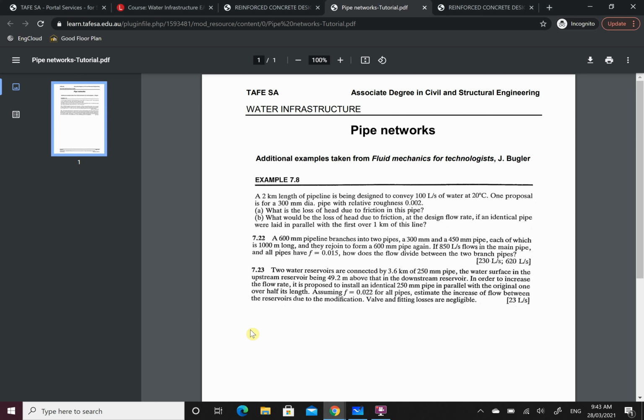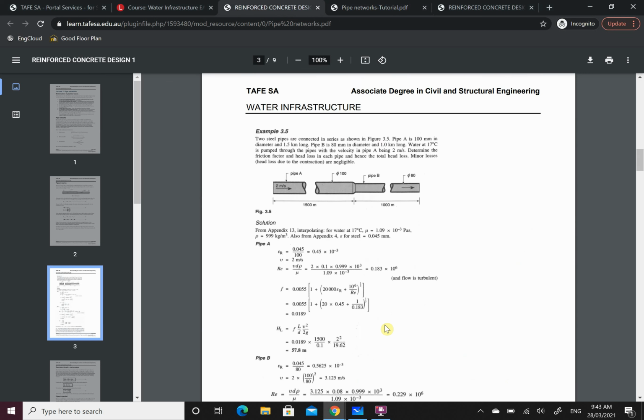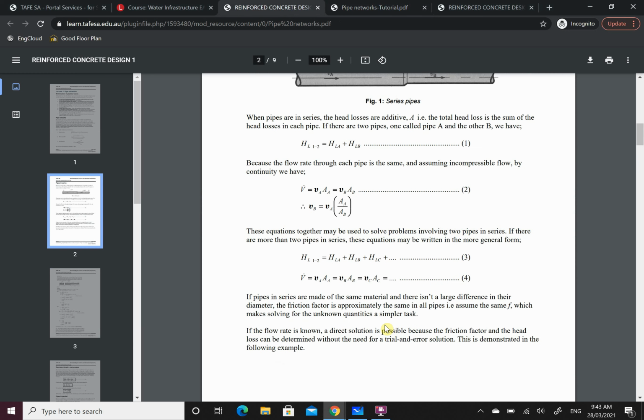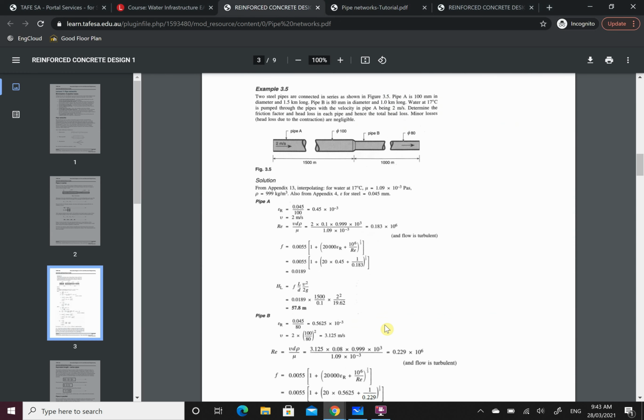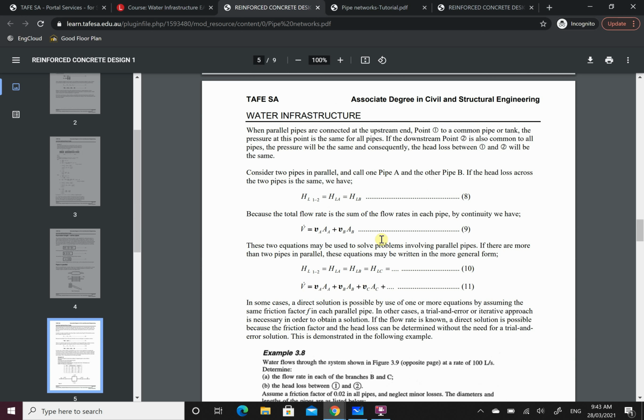So today we're going through the pipe networks tutorial. Just these 3 questions here, nothing too difficult. I hope you've all gone through the lecture notes. Alright, I'll go back through and refer to some of these during the tutorial. Alright, just some key formulas that we have to pull from.